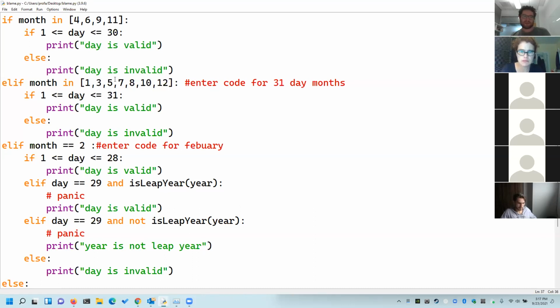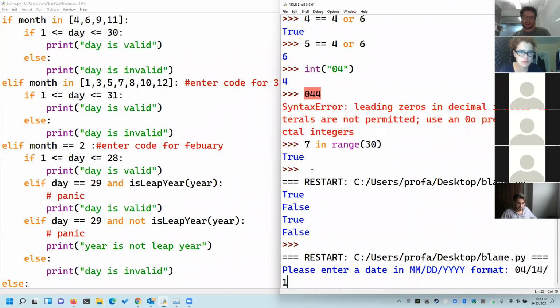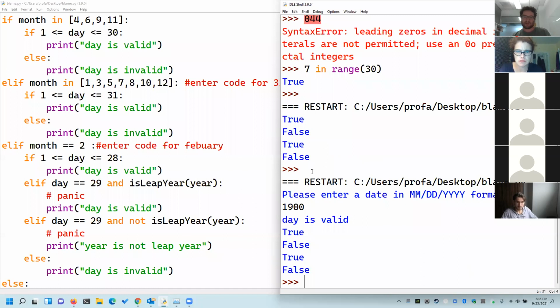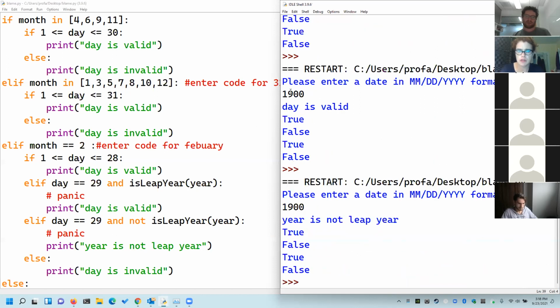And so, go ahead and run it. 04, comma 15, so 14, 1900. Day is valid. And now let's run it one more time and test it on 02, 29, 1900. Year's not a leap year. Great.